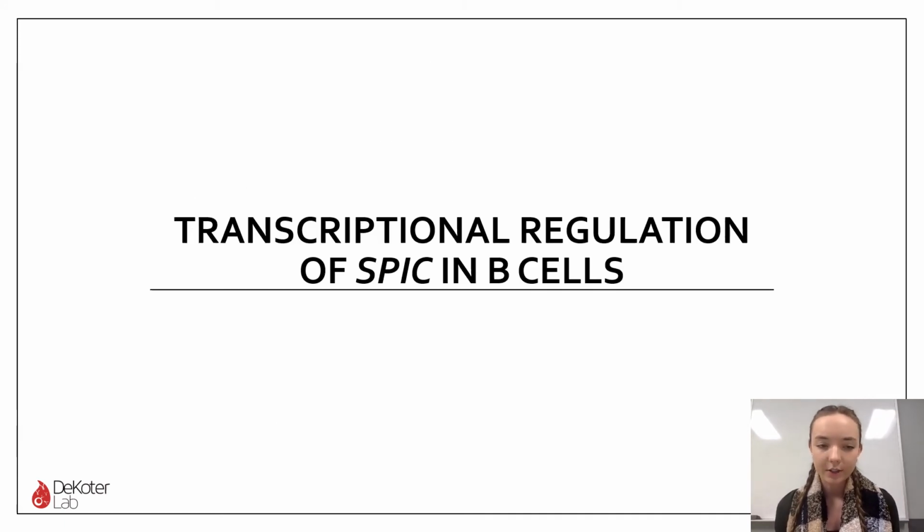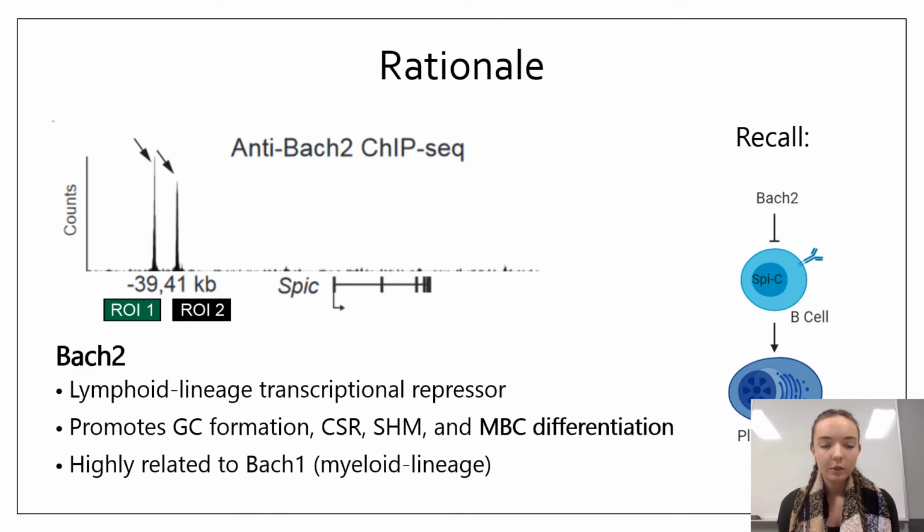So at this point, we asked ourselves what factor or factors could be mediating this dynamic regulation of Spi-C in our B cells. So this led to the second part of my work. So we wanted to investigate the 3 regulatory regions of Spi-C that have been annotated, one of course being its promoter, as well as 2 regulatory regions that were previously defined. And in the top left here, we can see this anti-BOC2 ChIP-seq data that shows that BOC2 binds to these 2 previously described regulatory regions of Spi-C, about 40 kilobases upstream of its transcription start site.